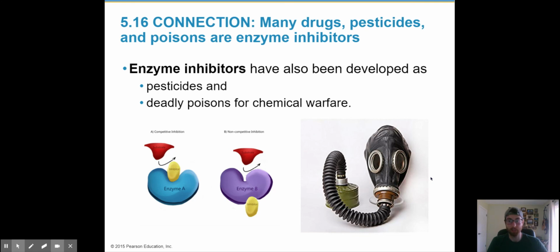So a lot of inhibitors found in pesticides or in poisons cause death because the enzyme that is required to sustain life is not working properly.